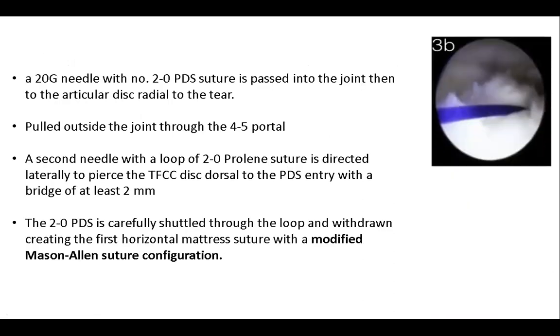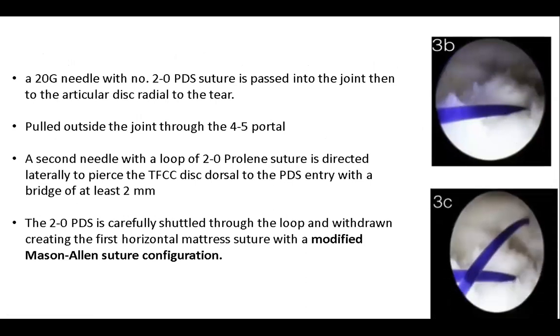Then a 2-0 suture is passed into the joint and taken out through the 4-5 portal. A second needle with a loop of Prolene is directed laterally and also retracted out of the joint through the 4-5 portal. The first suture is shuttled into the loop of the Prolene suture and withdrawn, creating a horizontal mattress with a modified Mason-Allen suture configuration.